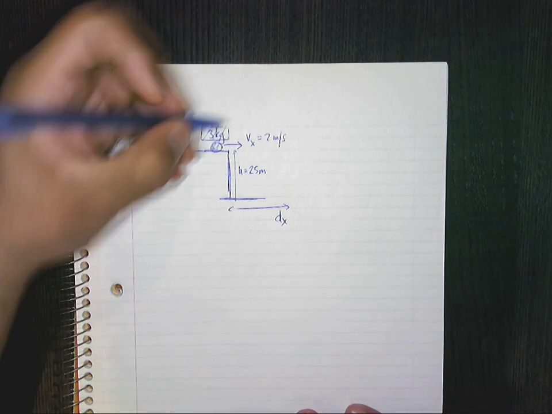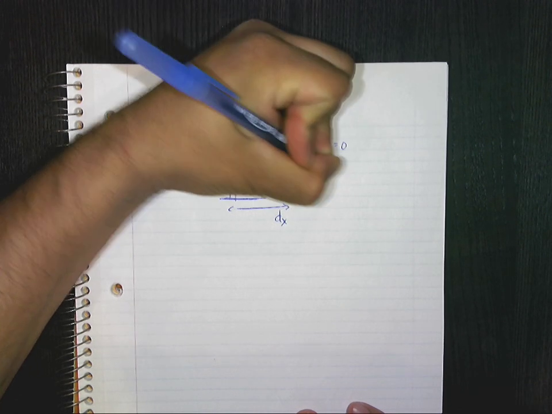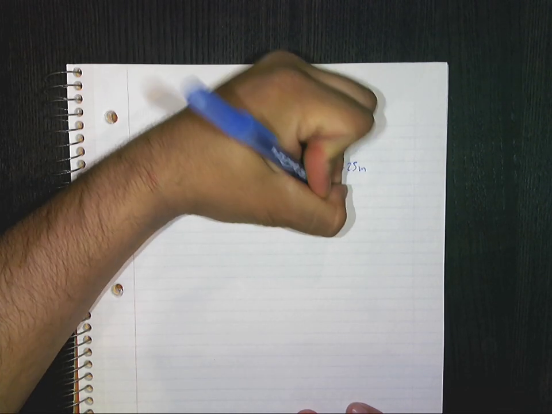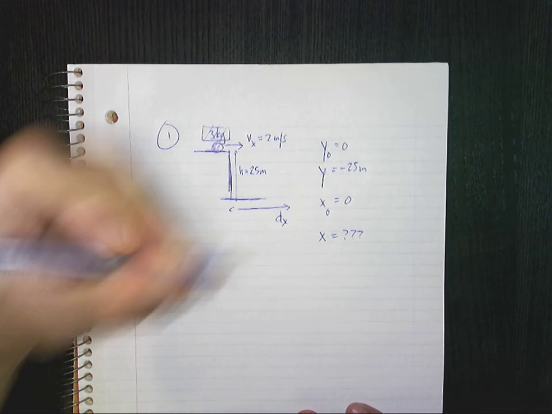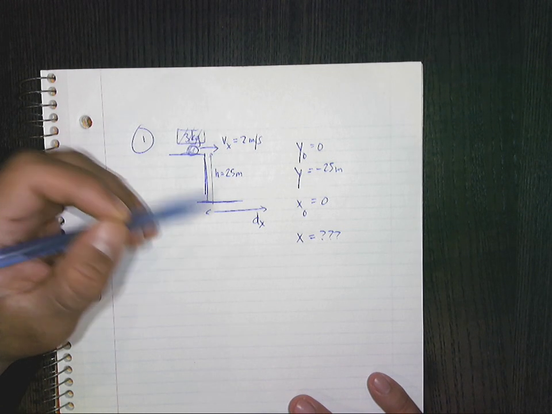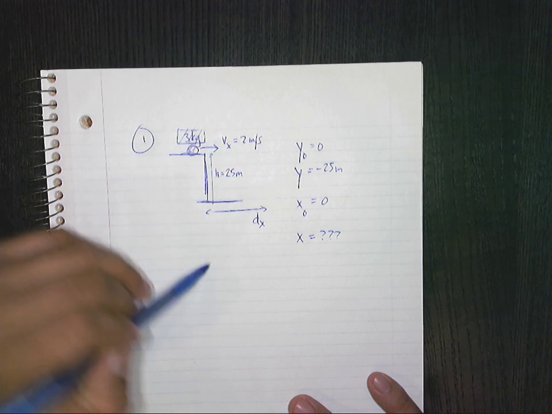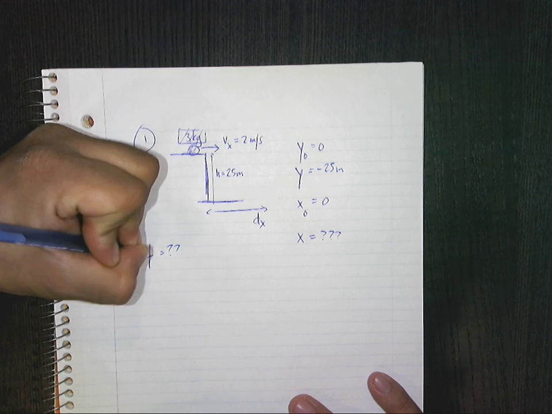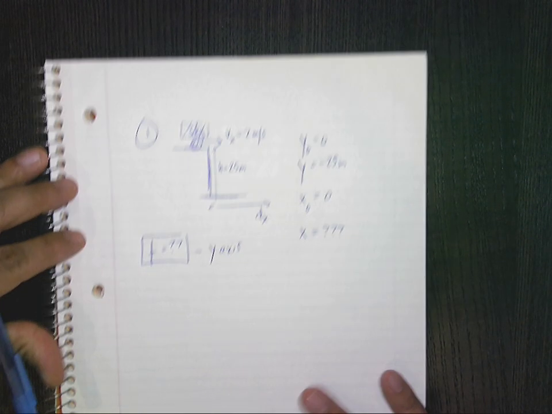So a couple things here. Just like in class, I'll make our y initial equal 0, our final y position equal negative 25 meters, our x initial will equal 0, and of course our final x position is what we're trying to figure out. So you have to figure out how long it'll take to fall. Once you figure out how long it takes to fall, then we can use the velocity x and the time to figure out how far it goes. Since we need t first, this is totally in the y-axis and y-axis only.